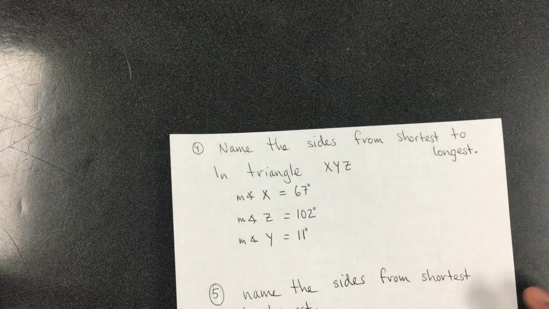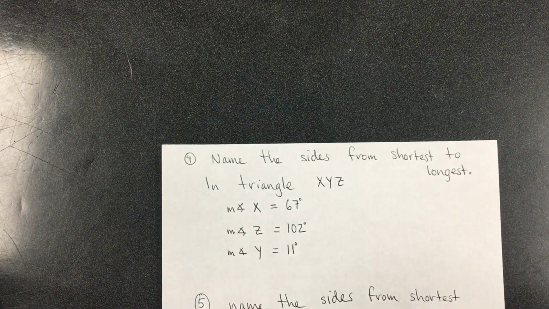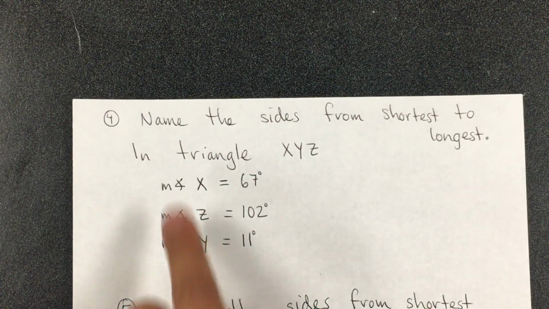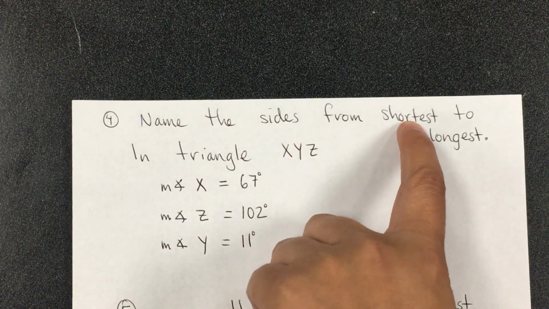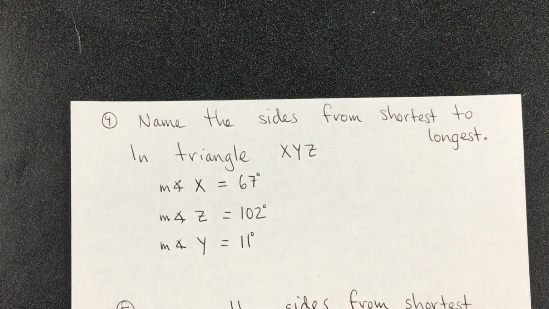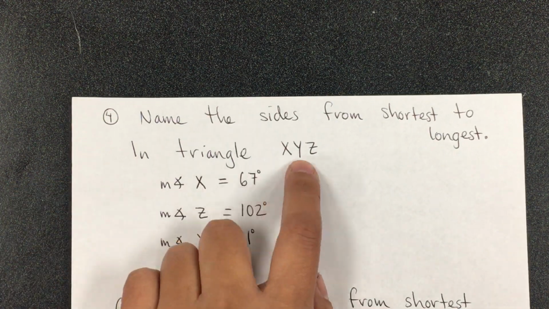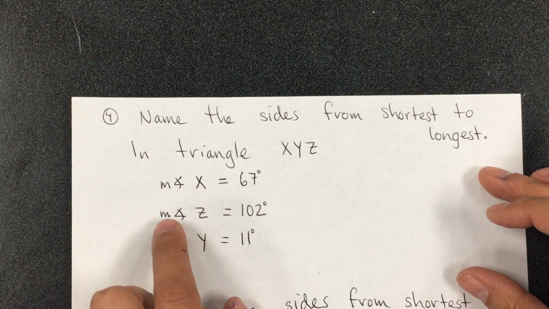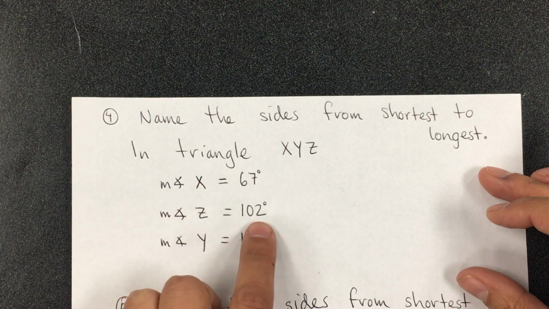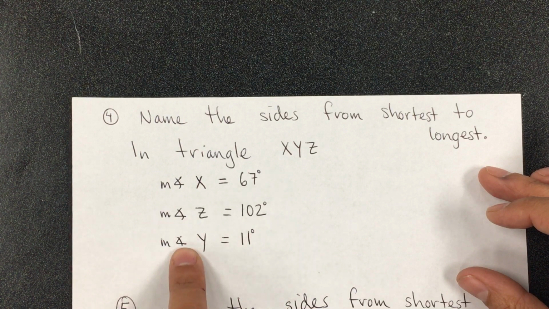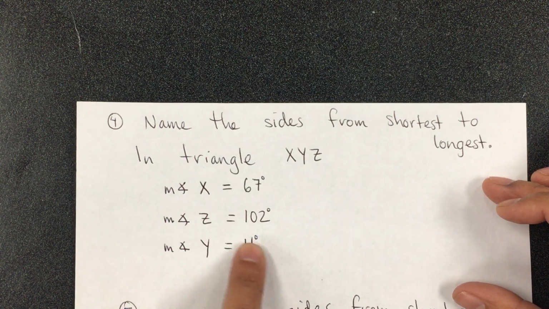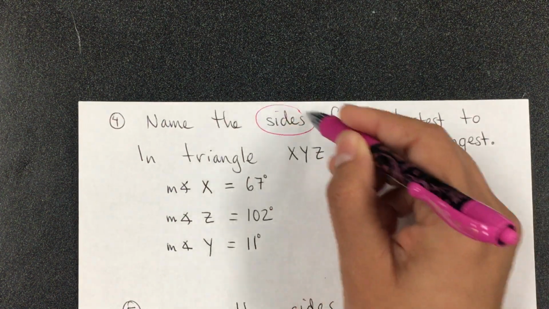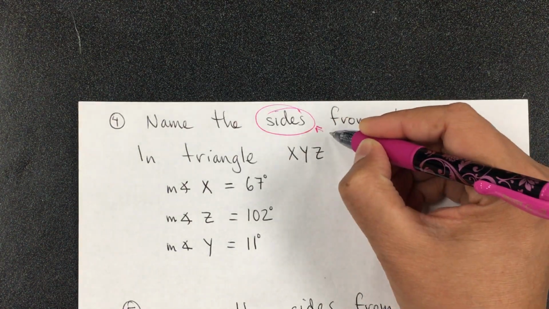Okay, in here we have, it says name the sides from shortest to longest. In triangle XYZ, the measurement of angle X is 67, the measurement of angle Z is equal to 102 degrees, and the measurement of angle Y is equal to 11 degrees. Since it's asking for the sides, remember that sides have 2 letters.